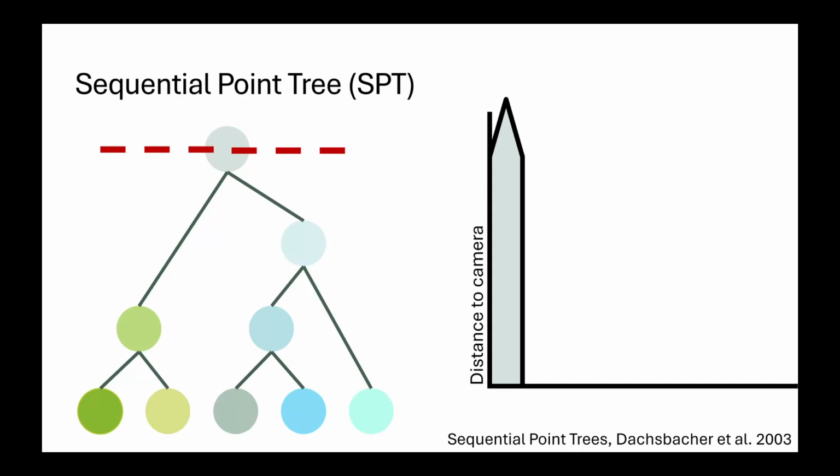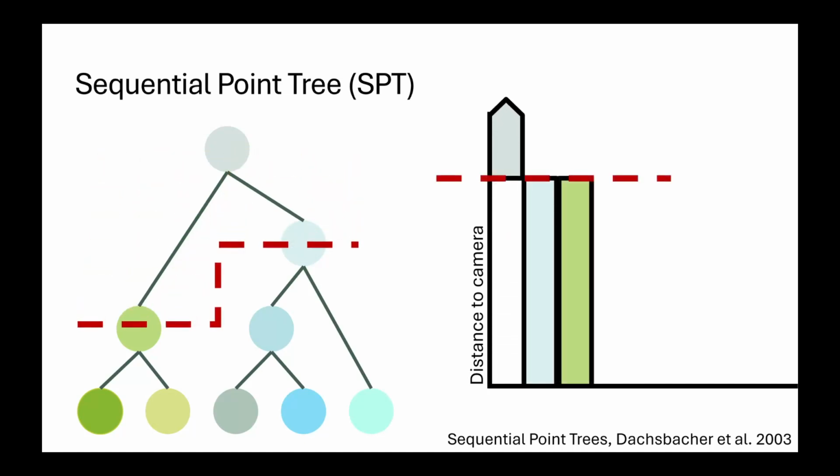Binary trees are cool and all, but I would like to introduce you to a very useful data structure called a sequential point tree. Originally, this was introduced in the context of point cloud level of detail, but it is also incredibly useful for 3DGS. Let's see how it works. To construct it, we start with the root node of our binary tree and find the exact camera distance where we would like to swap the detail level from just a single Gaussian to its 2 children.